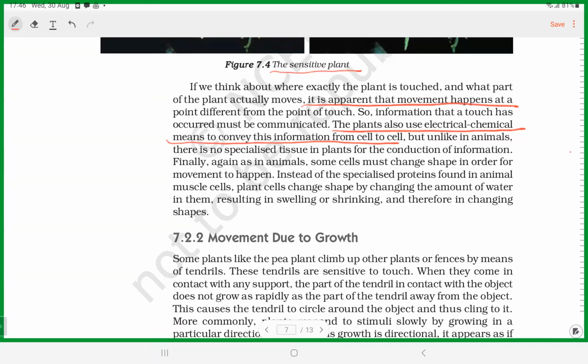Of course, another example for nastic movement is touch stimulation. When the wind blows, what happens to the plant? It moves. But that is also not related to growth. A force is applied to the plant by the wind, so it moves.